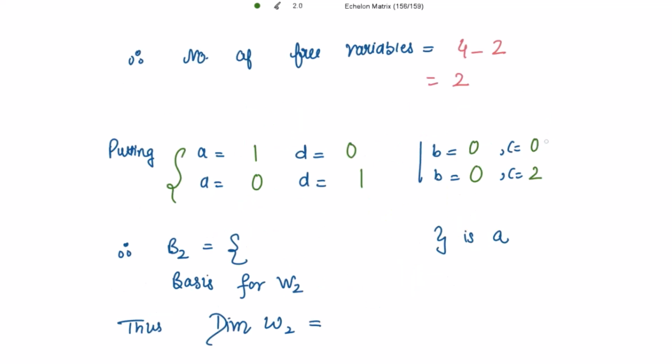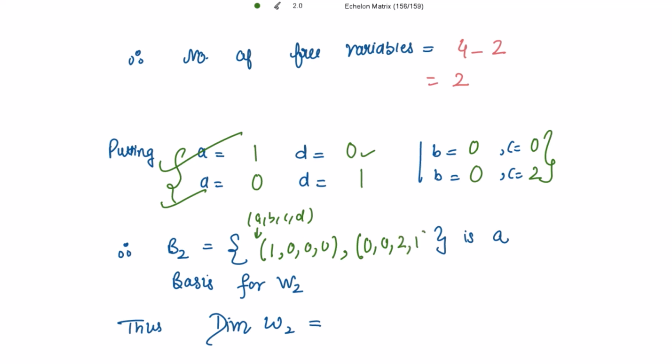So these are the sets of values from which we write the bases. What is the format for the elements of the bases? It is A, B, C, D, right? So first we have to write the value of A for the bases. So that is 1 from the first set: 1, 0, 0 and this 0, right? From the second set, A is 0, B is 0, C is 2 and D is 1. So these are the bases we are getting for subspace W2, and the dimension of W2 is equal to the number of elements present in the bases, so it is 2.